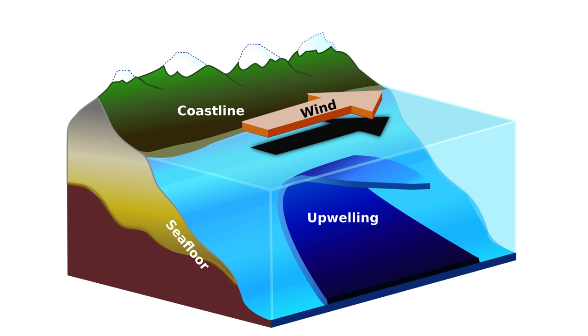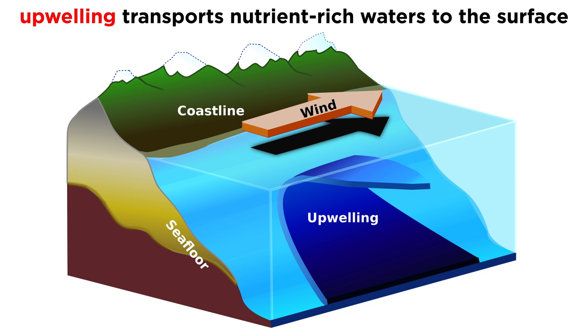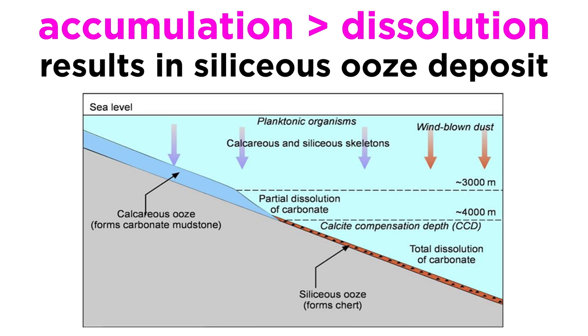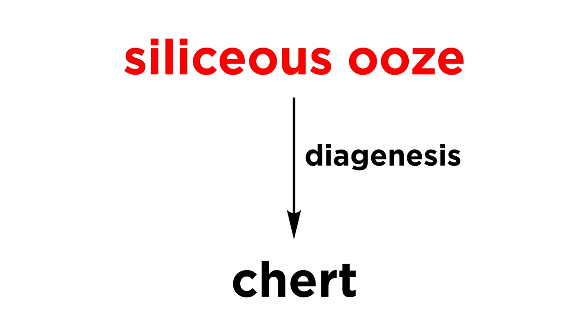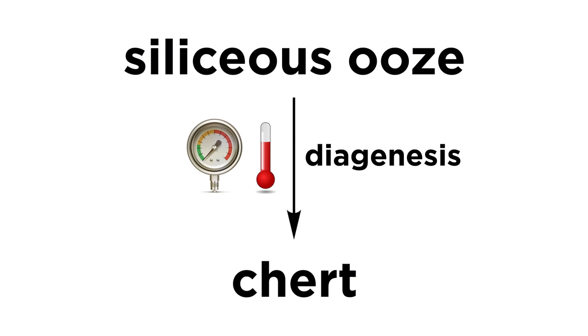Siliceous oozes are most abundant in today's oceans in areas where there is upwelling. Upwelling transports deep, nutrient-rich waters toward the ocean surface, increasing biological productivity and inflating radiolarian and diatom populations. If there are enough organisms dying and sinking to the bottom, then the accumulation rate of siliceous skeletal material can overcome the rate of dissolution, leading to the formation of a siliceous ooze deposit. Siliceous oozes are later converted to chert during diagenesis, owing to the increased pressures and temperatures associated with burial, which drives the crystallization of opal A into quartz.